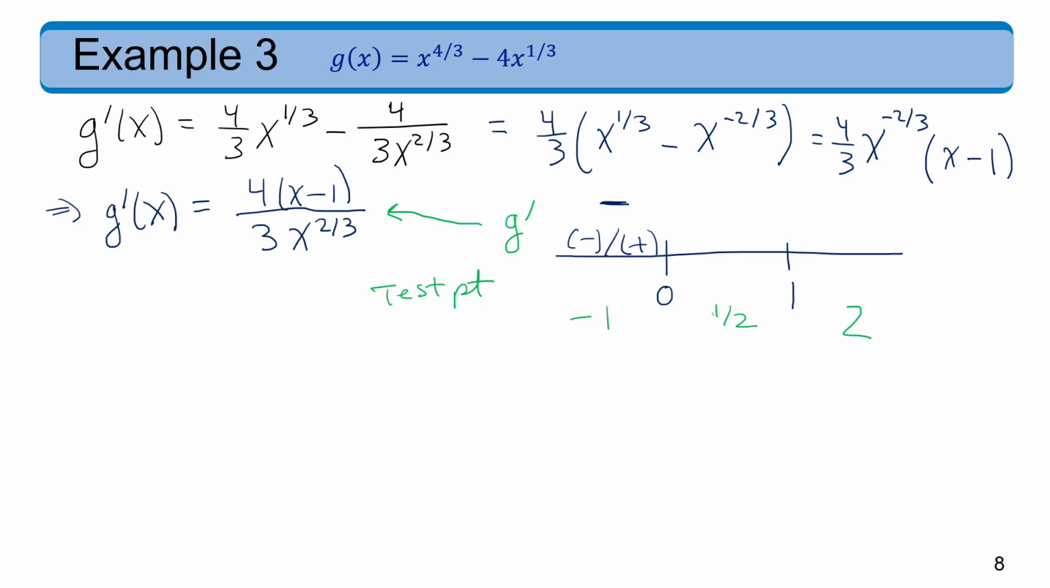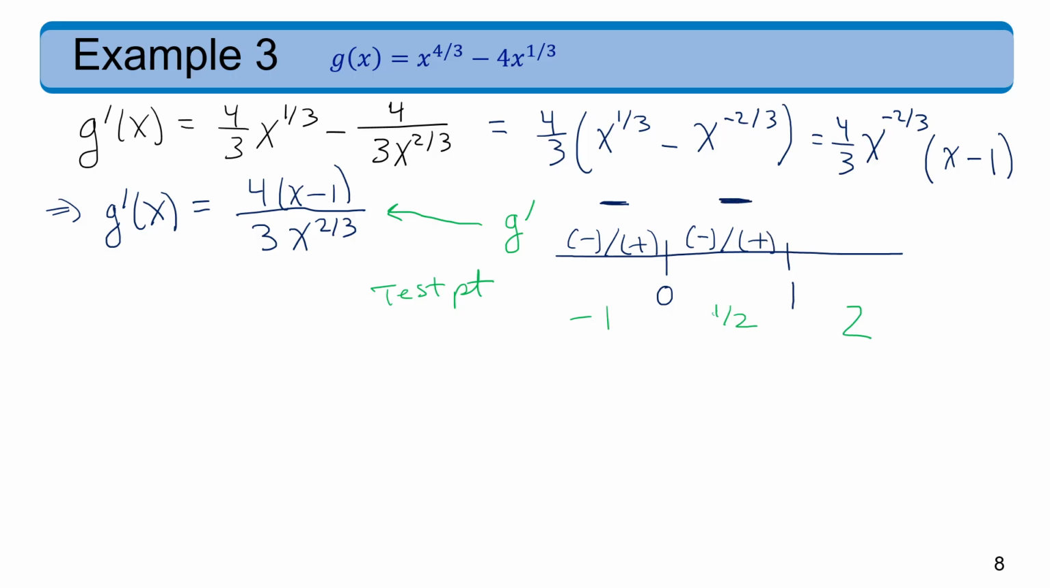Now we're going to do the same process with our next test point, 1/2. In the numerator, 1/2 minus 1 is negative. Multiplying by 4 won't change that, it's still negative. And then 1/2 to a power, of course, will be positive. So the numerator is negative, denominator positive. And again, a negative over a positive gives a negative result.